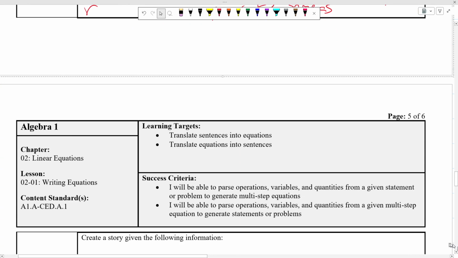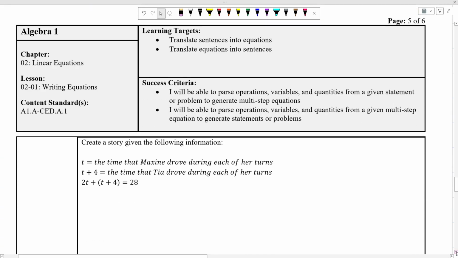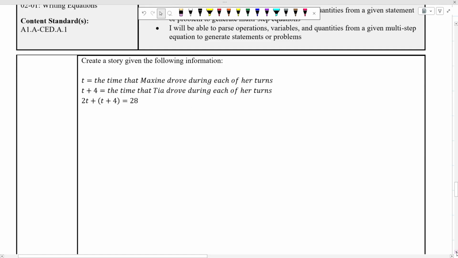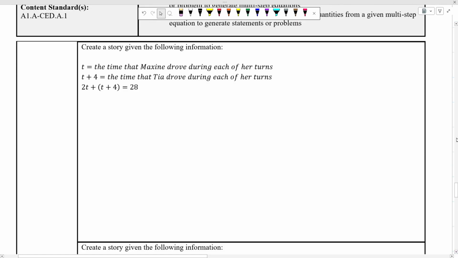And so this is the fun part, really, is that now we have a little bit of creative freedom here to look at some information and proceed from there. So what do we got? What do we got here? Okay, so create a story from, or given the following information.